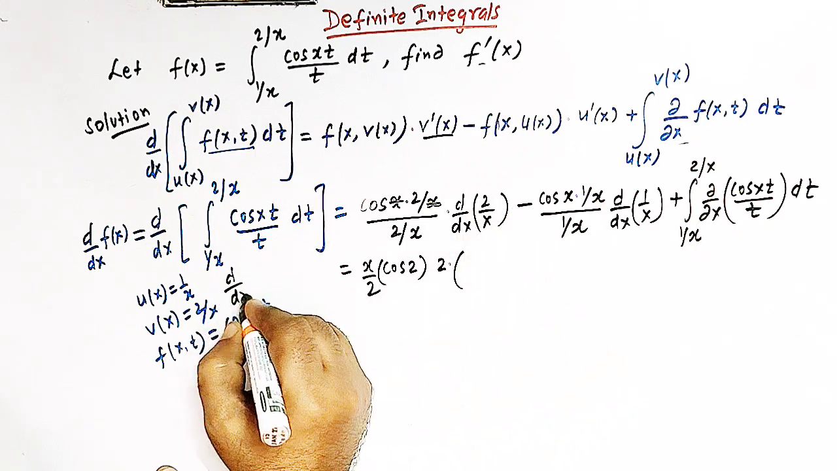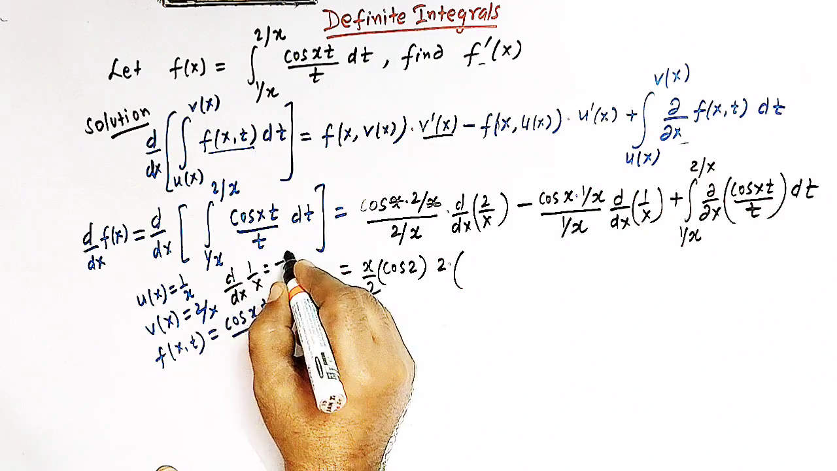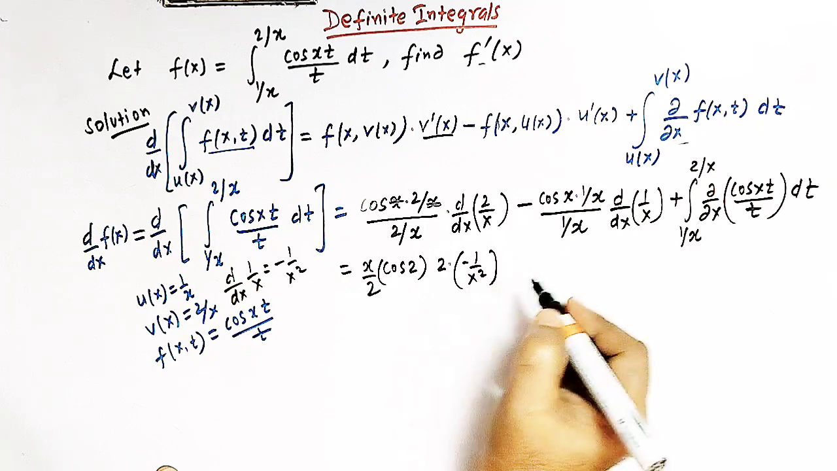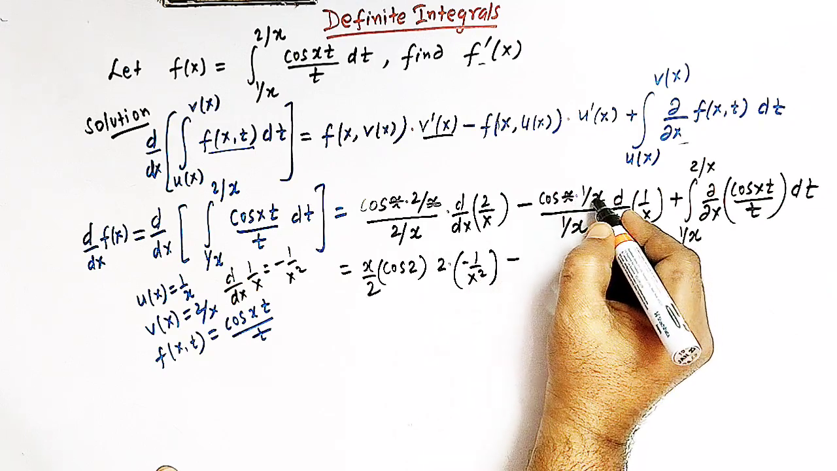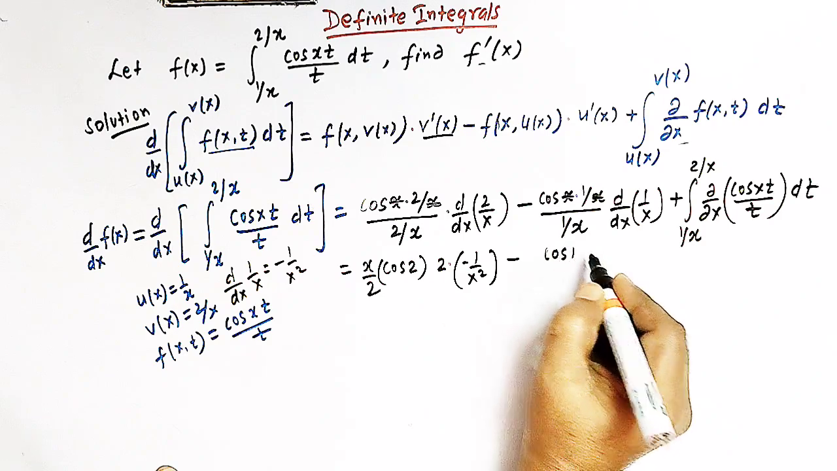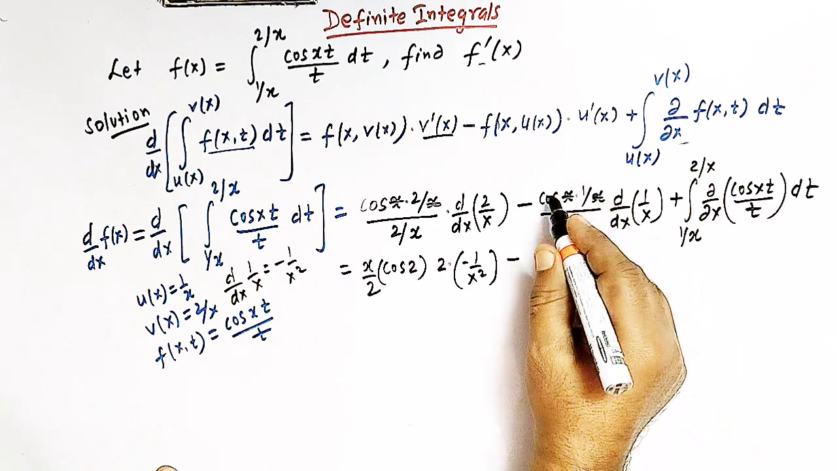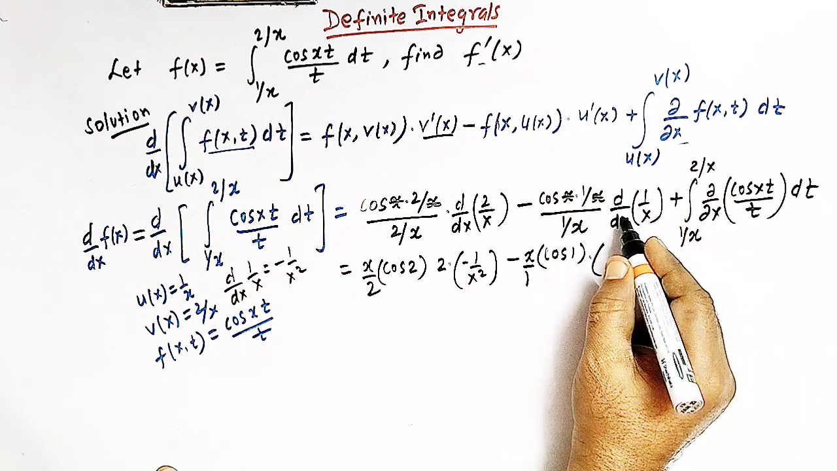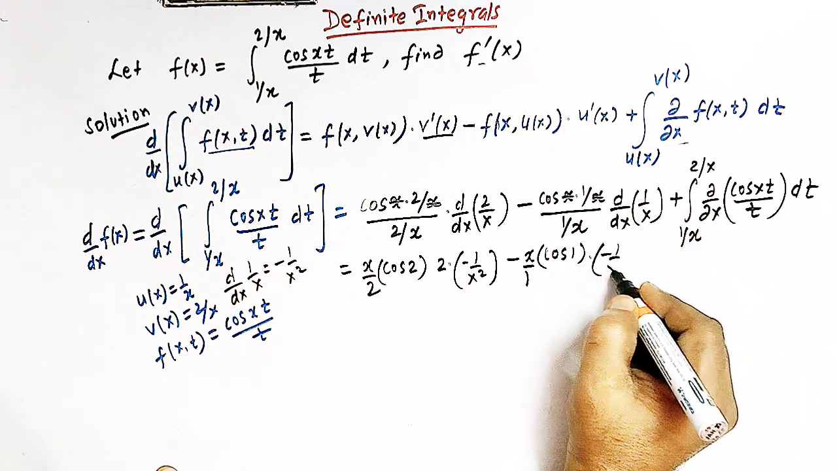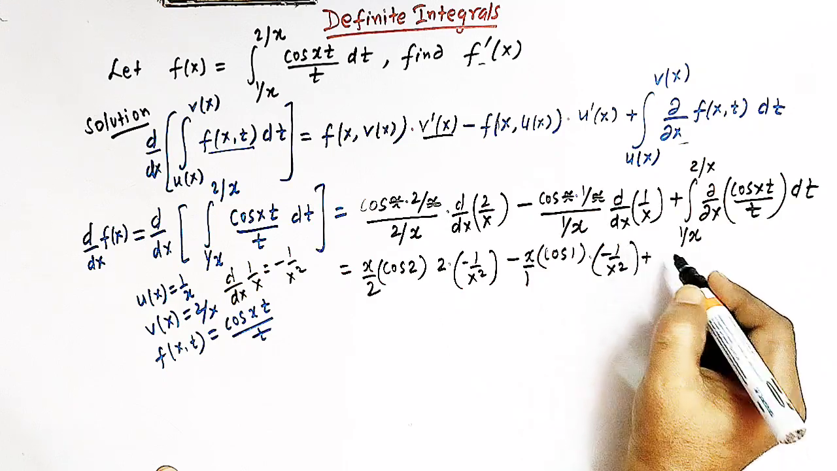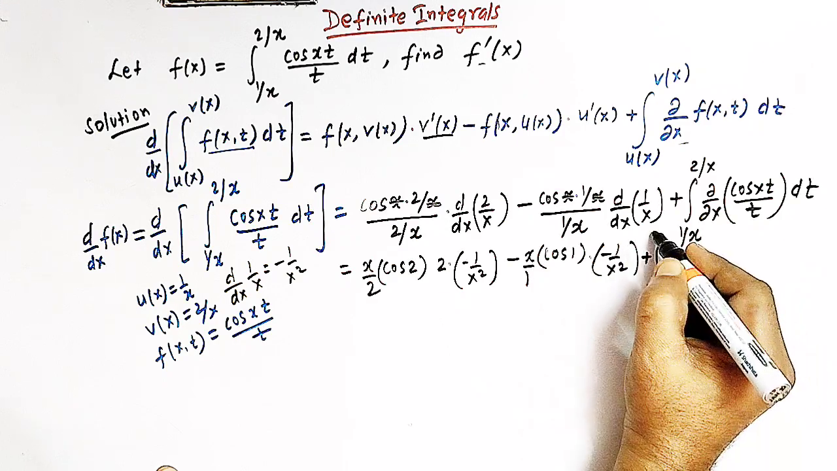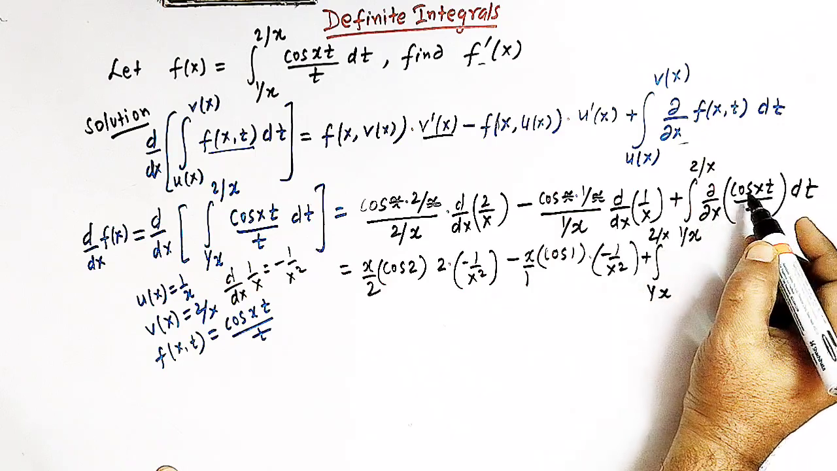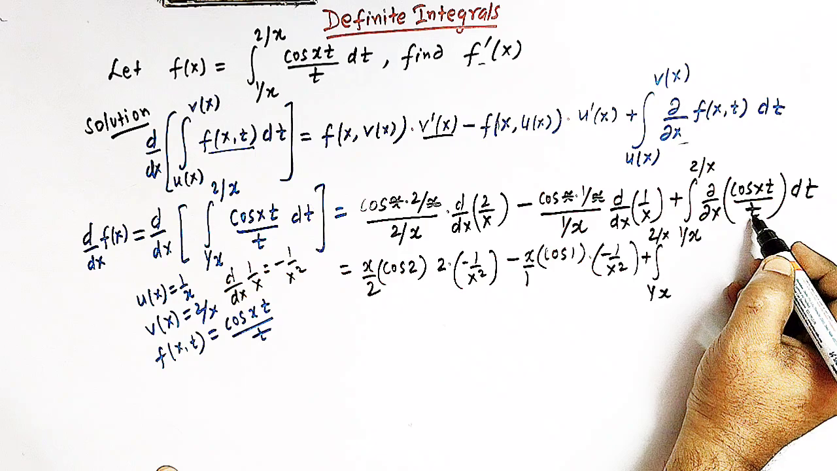So the derivative of 1 over x is negative 1 over x square. So here we have minus 1 over x square, and here x and x get cancelled, so we have cos of 1, and taking this x to the numerator we have x over 1, and here we have the derivative of 1 over x as minus 1 over x square, and then we have the integral of 1 over x to 2 over x, and the partial derivative of cos xt over t, right?